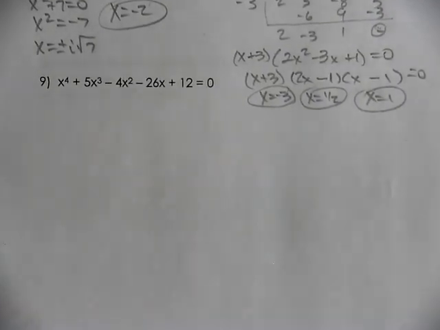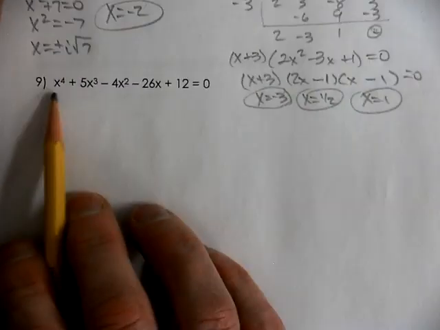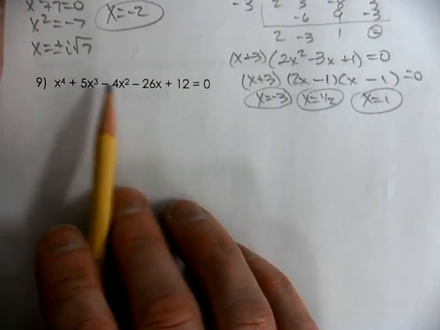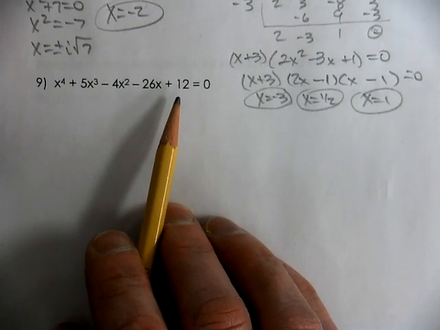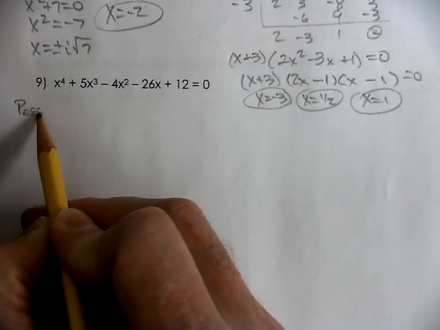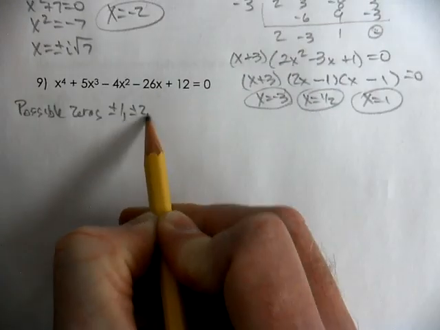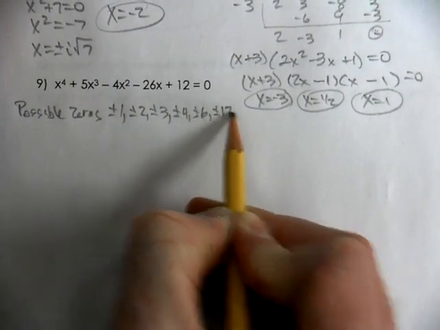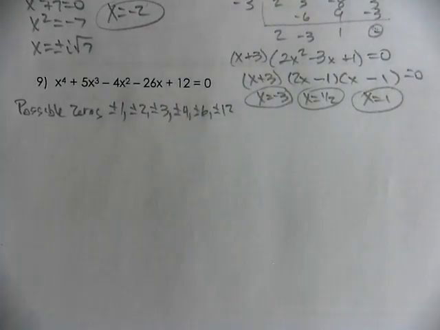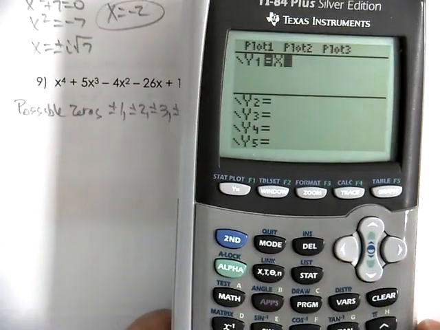And our last one. Whoa, this is x to the 4th power. This has all these terms in it. I don't have a method other than synthetic. Okay, my possible zeros are going to be plus or minus 1, 2, 3, 4, 6, and 12. Oh, that's nice. No fractions. I can type those in.